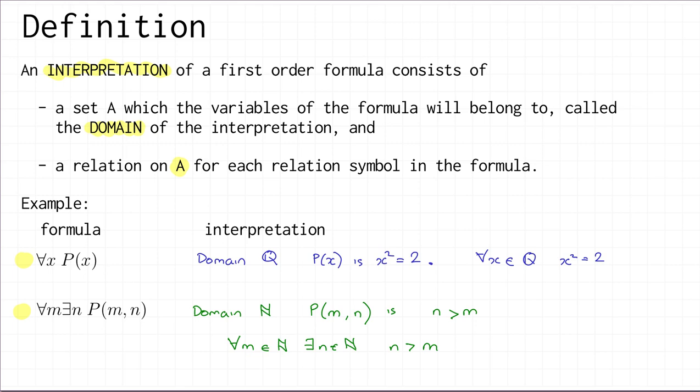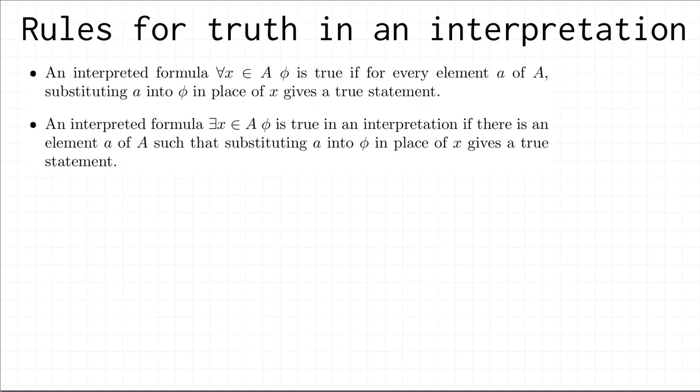So we've now looked at how to interpret a formula, and the point of interpreting formulas is that a first order formula is not true or false on its own, but once you give an interpretation of that formula, you can decide whether or not the first order formula is true or false in that interpretation. And of course, in general, in some interpretations the formula will be true, in some the formula will be false. So let's look at how we do this.